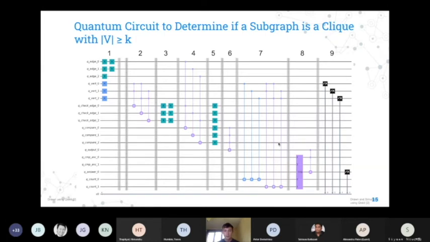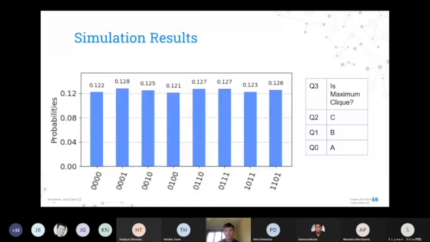And then we have our full adder and our integer comparator, and we use a Toffoli gate to act as an AND gate on the output and the integer comparator. So this determines in Q answer whether or not the subgraph is a clique with magnitude of V greater than or equal to K. And these are the simulation results when K equals 2. As we can see, only AB and AC are cliques with the magnitude of V greater than or equal to K.